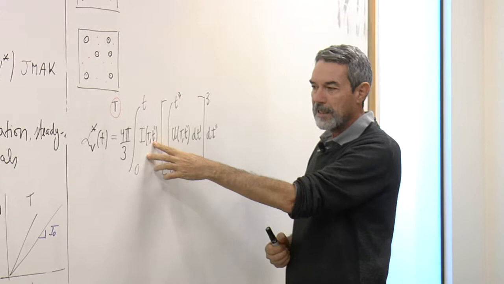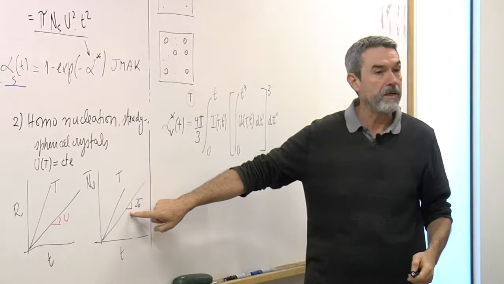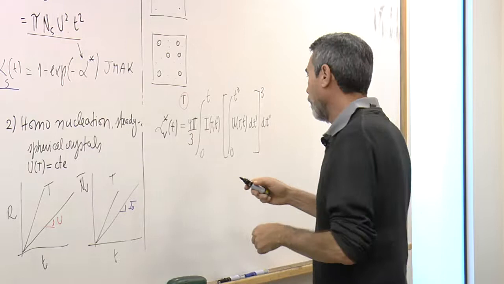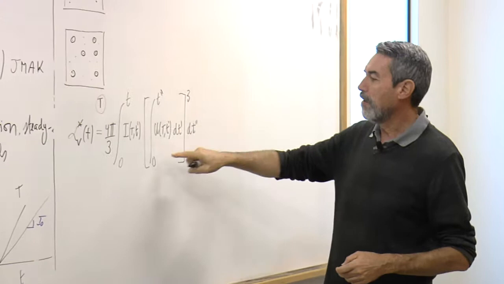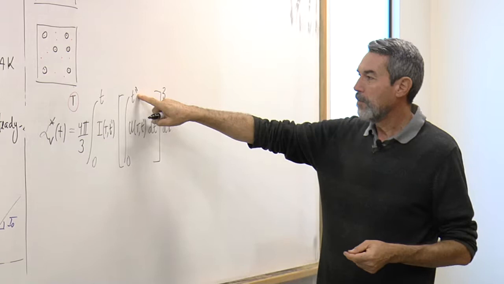But for a fixed temperature, this is a constant. For a fixed temperature, this is a value, for instance this value here. So we can take it out of the integral. So the general thing is that, what's the integral of dt? The integral of dt is t, from 0 to t double dash. So it's t to the third power.